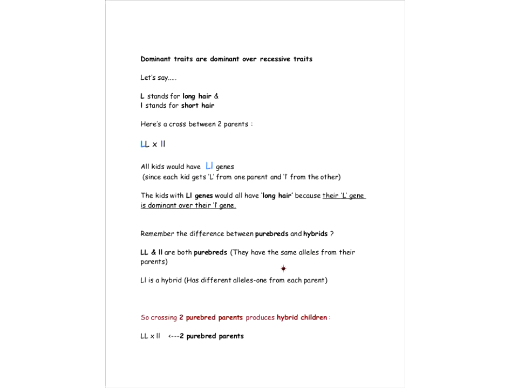I just wrote it in the red text here. How do you spell it? It's right over here: A-L-L-E-L-E-S, alleles. So when you cross 2 purebred parents like we did here, what do you get? You get hybrid kids, as long as the parents are different, right? If you had 2 big L's crossed with each other, then the parents are the same. But as long as you have 2 purebred parents that are different, then you get hybrid children.